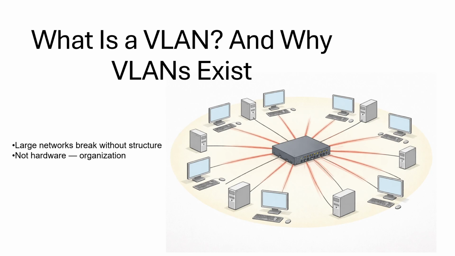But as networks grew, more people, more devices, more background traffic, something subtle started to fail. It wasn't hardware, it wasn't cables, it wasn't link speed, and it wasn't switch performance. It was structure. The network stopped being easy to reason about. And VLANs exist because of that exact moment. This video is not about memorizing what a VLAN is, it's about understanding why VLANs became unavoidable. Because once you understand that, every VLAN topic later will feel obvious.